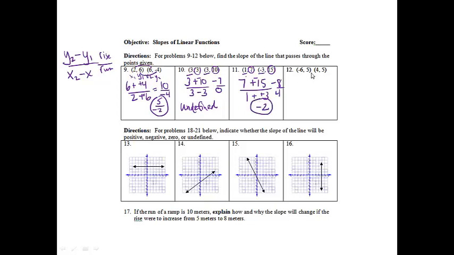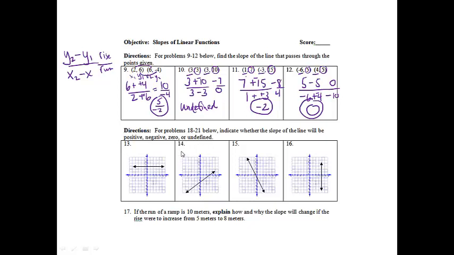And number 12, we're going to take the second number minus the second number, so 5 minus 5, and then divided by the first number minus the first number, so negative 6 minus 4. 5 minus 5 is 0. And then down below, leave, change, opposite: negative 6 plus negative 4 is negative 10. 0 divided by anything is 0.